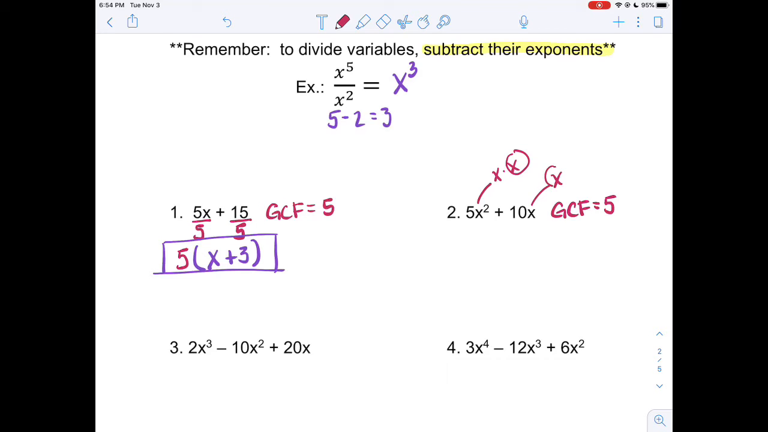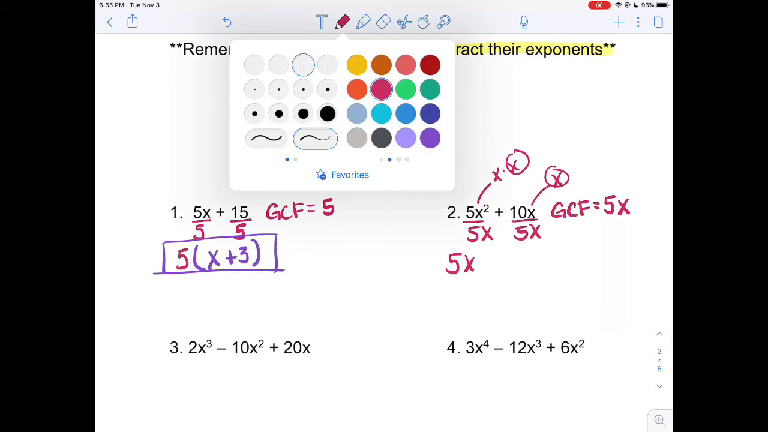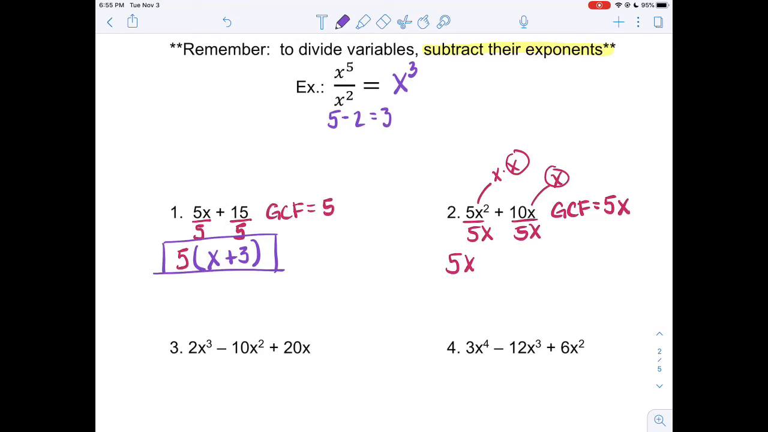I can say that each of them has at least one x. The first term has 2, but the number that they have in common is 1. So I'm going to divide everything by 5x. And bringing that out to the front, I will have 5x multiplied by x plus 2. Because 5x squared divided by 5x is going to leave me with an x. 10x divided by 5x leaves me with 2.